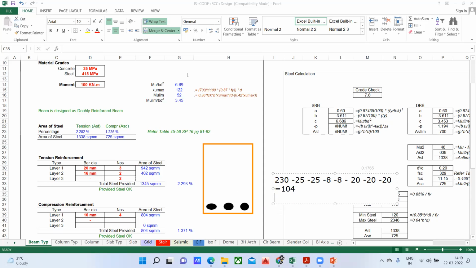Now this 104 you have to divide by the spacing. In between these two bars I have one spacing, in between these two bars I have another spacing. That means I have only two spacings. So you divide this 104 by 2. How much will you get? It is 52, right? 52 is the spacing I'm having, and according to the code book it has to be 20 plus 5, that is 25 mm, and my 52 mm is greater. The 52 mm I have got is greater than 25, and practically it is okay.